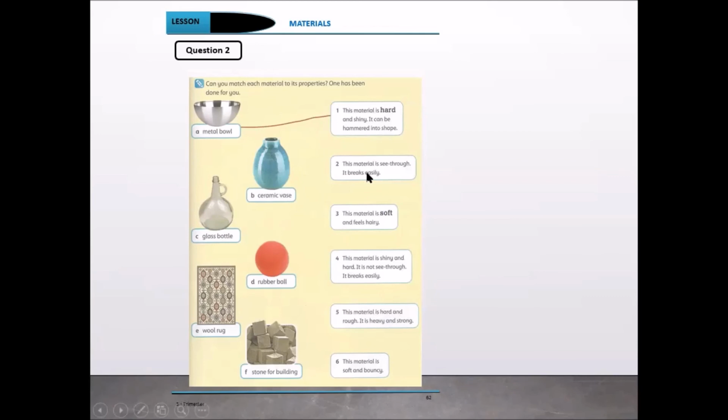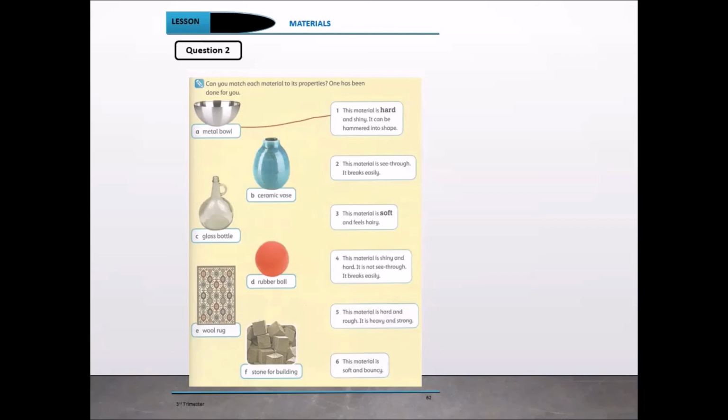Number 2, this material is see-through. It breaks easily. Number 3, this material is soft and feels hairy. 4, this material is shiny and hard. It's not see-through. It breaks easily. 5, this material is hard and rough. It's heavy and strong. 6, this material is soft and bouncy. Okay, what do you think?